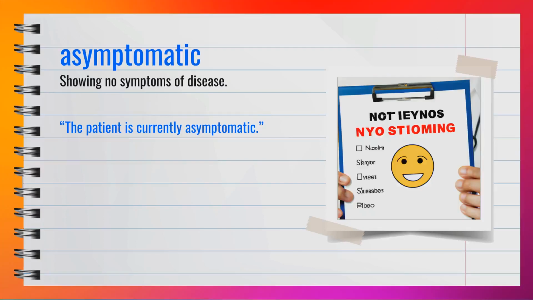The word asymptomatic. Asymptomatic is an adjective. It means showing no symptoms of disease. Synonyms include symptom-free or healthy. For example, the patient is currently asymptomatic. Asymptomatic, showing no symptoms of disease.